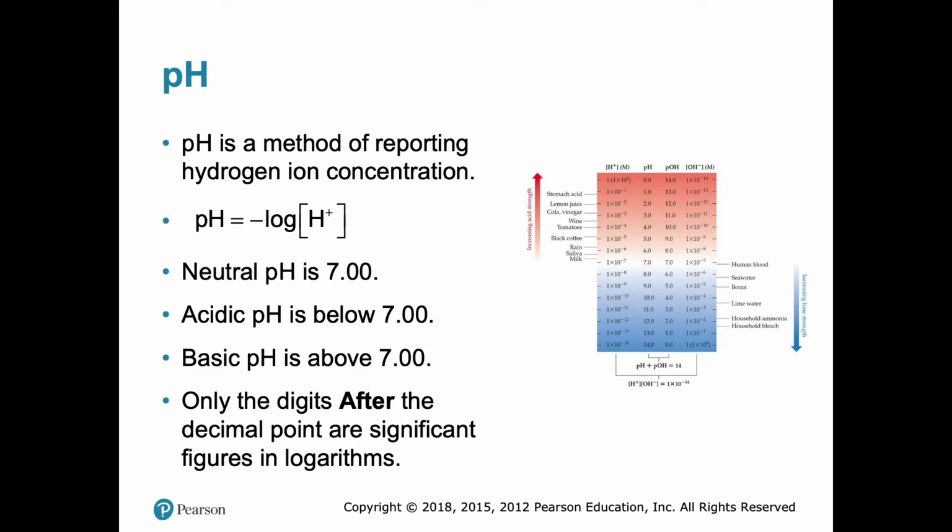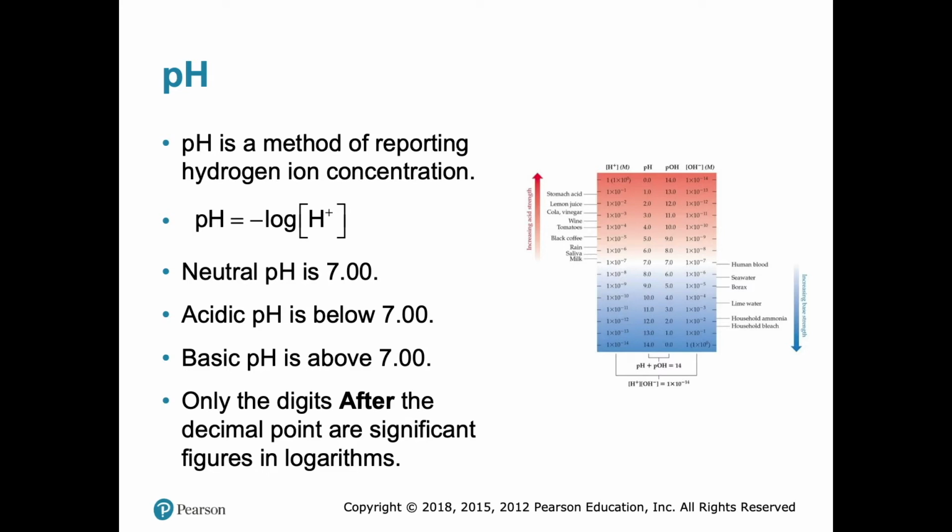So what does all this mean? What is pH? Well, pH is a method of reporting the hydrogen ion concentration or the hydronium ion concentration. Just remember again, I might put in there H3O plus instead of just H plus, so make sure you know that they're the same. And so when you do pH, pH literally means the negative log of the hydronium ion concentration, okay?